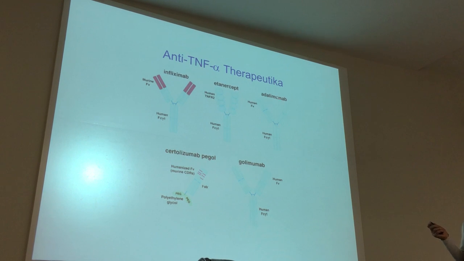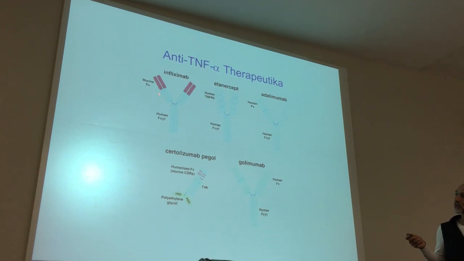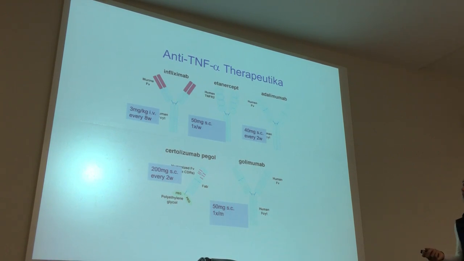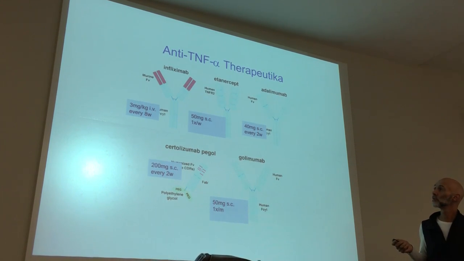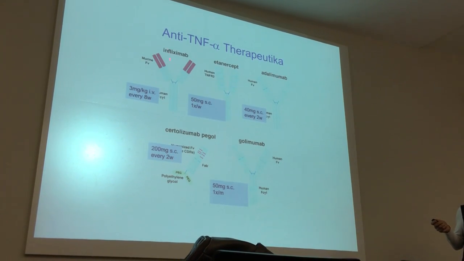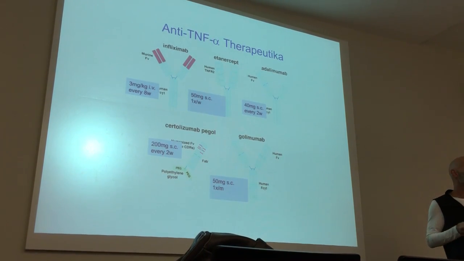And the next developments were completely humanized antibodies, like, for example, adalimumab or golimumab. And then we also have this compound here, certolizumab. This also has some mouse parts, and then it has this pegylated glycol part, because this is only the Fab fragment and not the whole antibody anymore. Depending on their half-life time, they have to be administered every second week, once a month, or once a week, for example. They can be administered IV, or we also have formulations for subcutaneous use, which is of course more convenient for the patients nowadays.